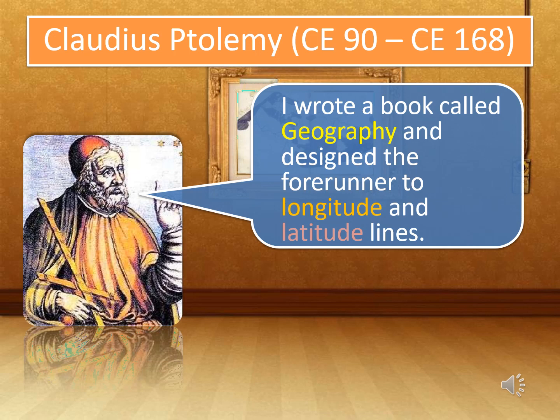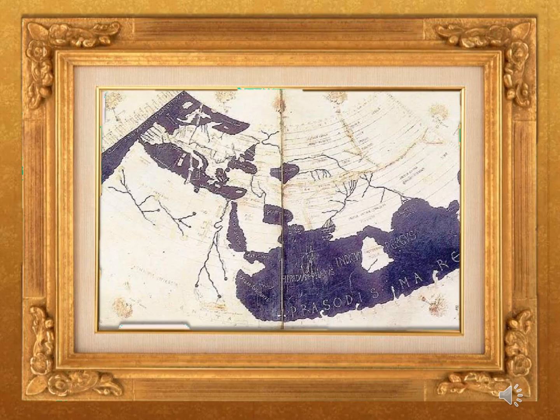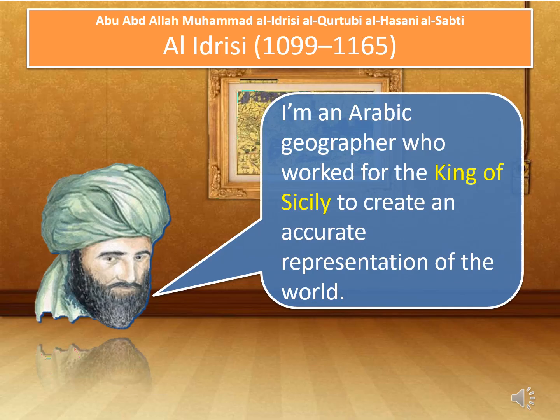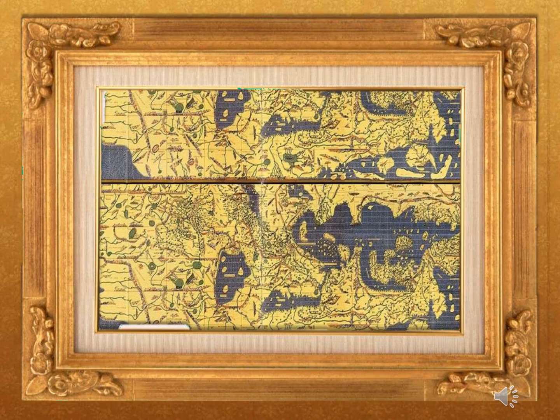Third is Claudius Ptolemy, who wrote a book called Geography and designed the forerunner to longitude and latitude lines. These lines we will discuss in the second chapter of this unit. This is Ptolemy's map in his book. Fourth is Al-Idrisi, who worked for the king of Sicily, this is in Italy, to create an accurate representation of the world. This is Al-Idrisi's accurate representation of the world.